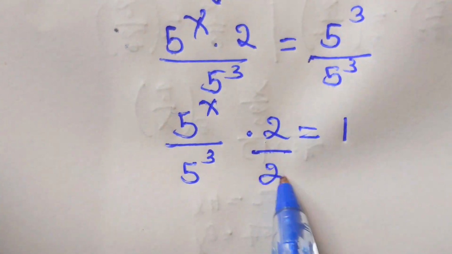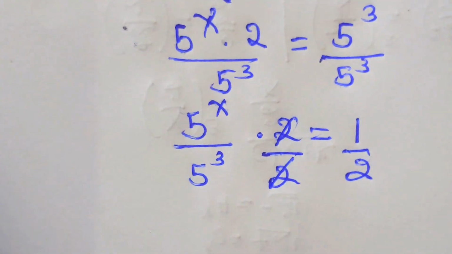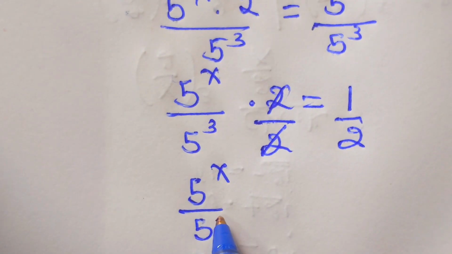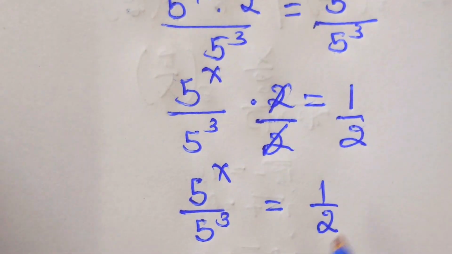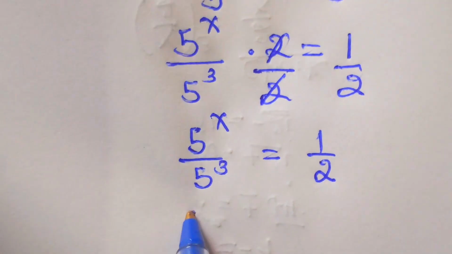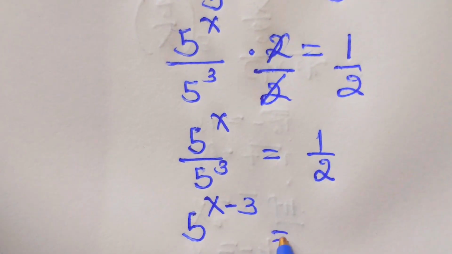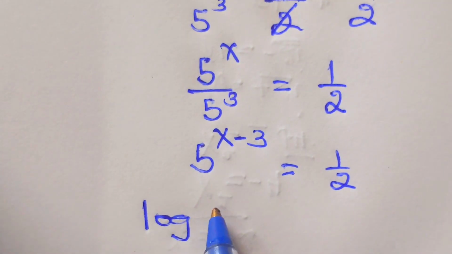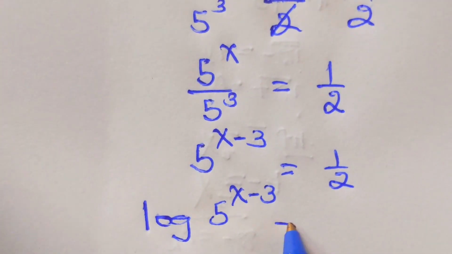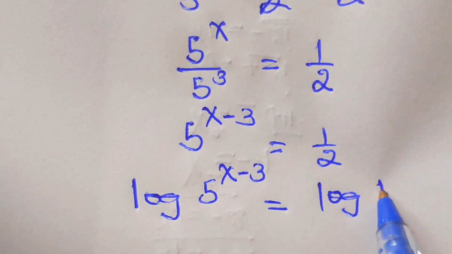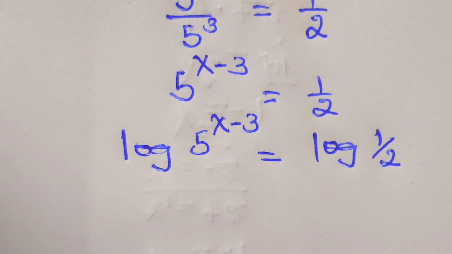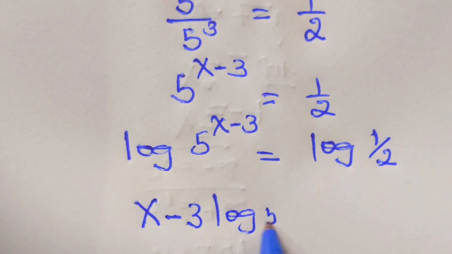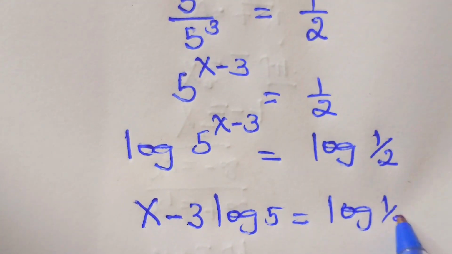We can divide by 2 so that this is cancelled, to get 5 power x over 5 power 3 equals 1 over 2. Now we have 5 power x minus 3 equals 1 over 2. At this stage we have to apply logarithm. Logarithm of 5 power x minus 3 equals logarithm of 1 over 2. We have x minus 3 times logarithm of 5 equals logarithm of 1 over 2.